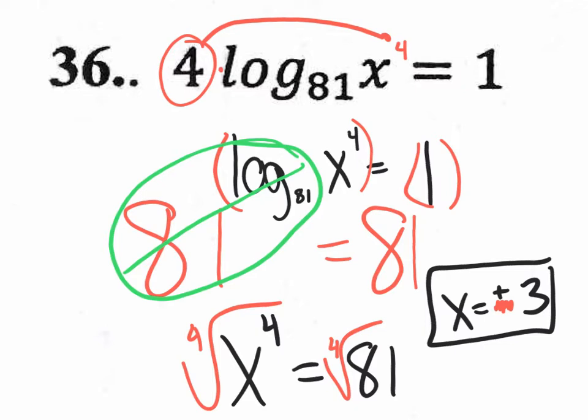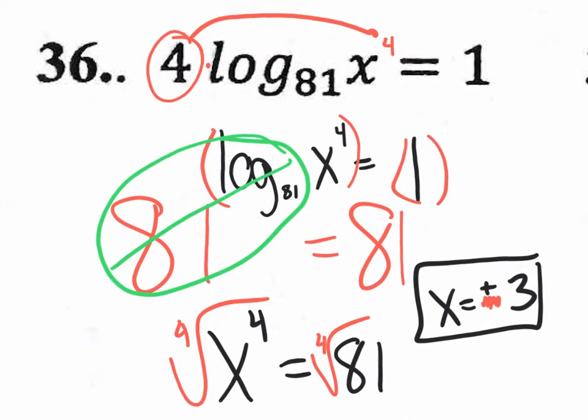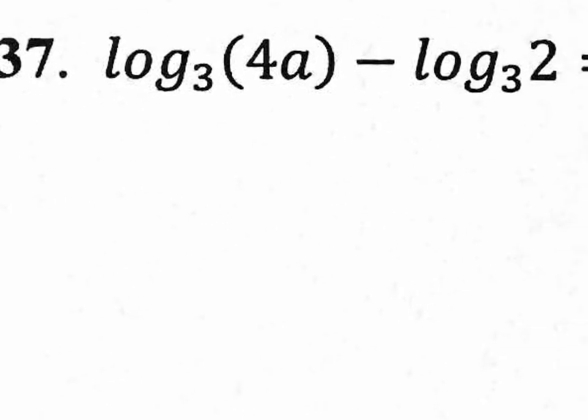Why can't it be negative? Because you can't do log of a negative number. It doesn't matter what kind of base, you can't do log of a negative number. So the answer to number 36 is 3. Let's move on to 37.